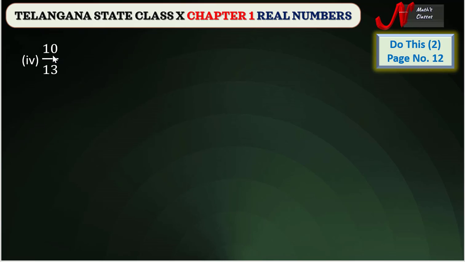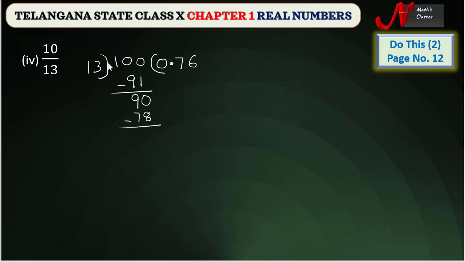To find the repeating block of the rational number 10 by 13, we divide the numerator 10 by the denominator 13. Here numerator 10 is less than denominator 13, so we keep the decimal point in the quotient and place 0 after 10. Now we divide 100 by 13. 13 sevens are 91. By subtracting we get 9 as remainder. 9 is less than 13, so we keep 0 after 9, and it becomes 90. Now we divide 90 by 13. 13 6s are 78. By subtracting we get 12.